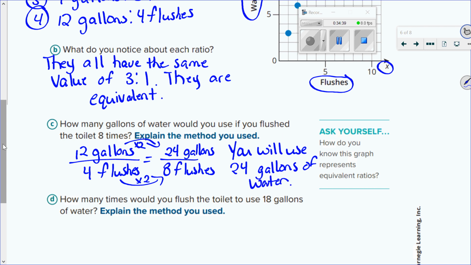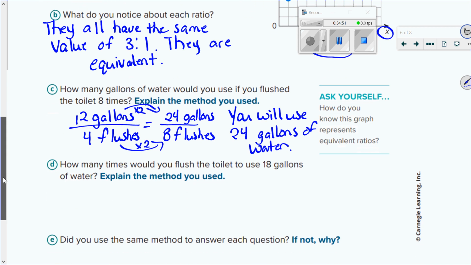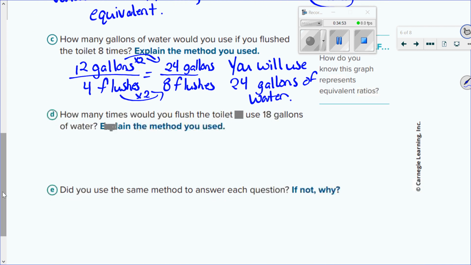Did she explain her method? Yes, she showed her work. The work, right? Does that not explain how she got it? Guys, that's why you show your work. That carries through that explanation piece.